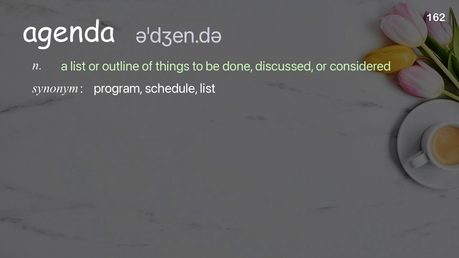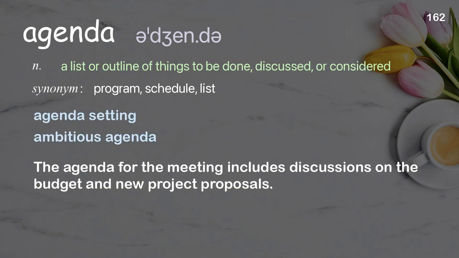Agenda. A list or outline of things to be done, discussed, or considered. Examples: agenda setting. Ambitious agenda. The agenda for the meeting includes discussions on the budget and new project proposals.